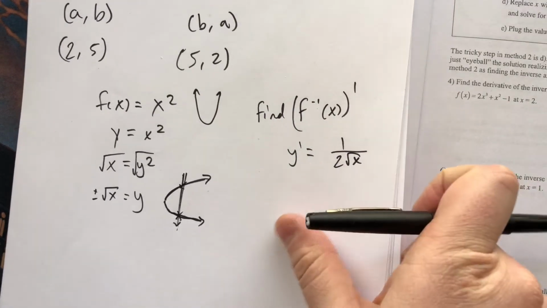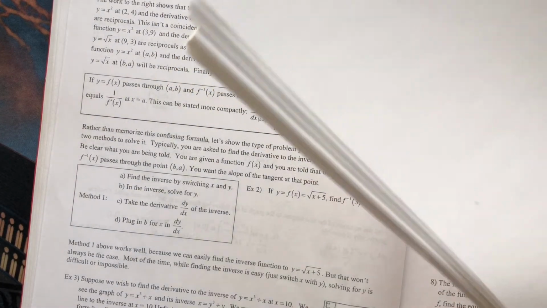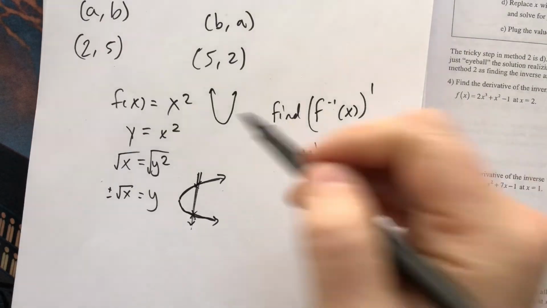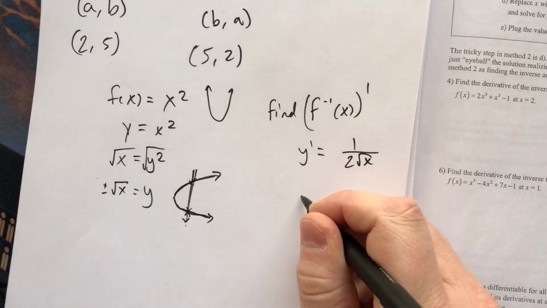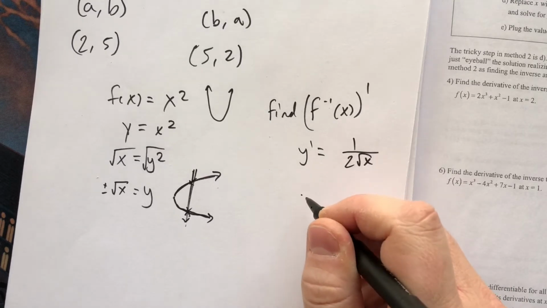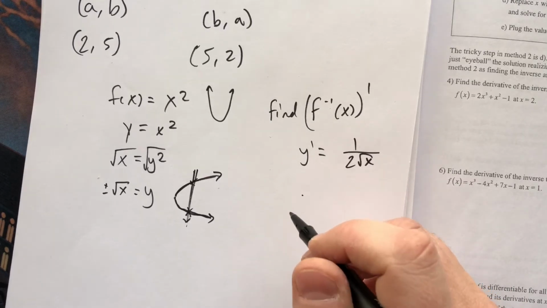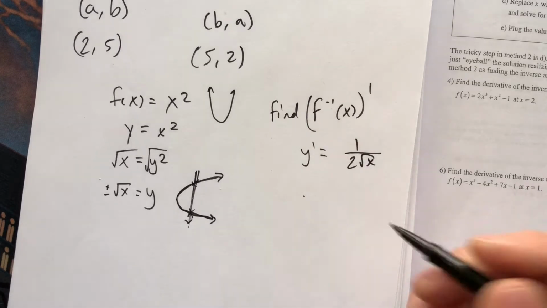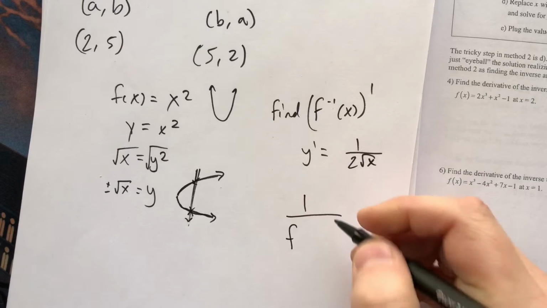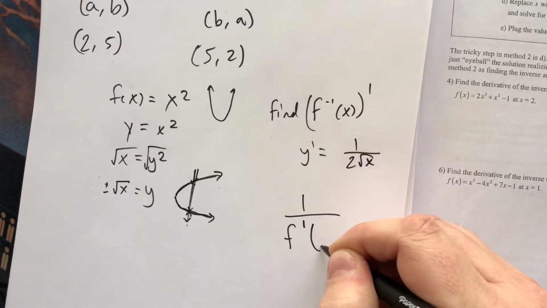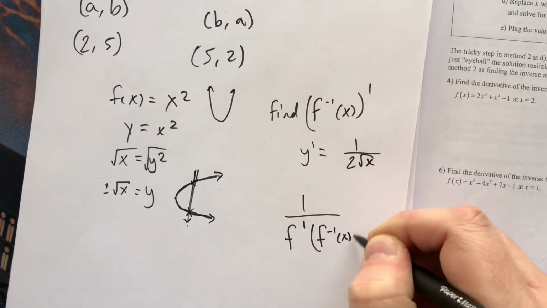But there is a special formula, and I'm not going to go through the derivation of this formula. I'm trying to make this video lesson pretty short. The shortcut is, if we want to find the derivative at a specific point, which is what we're normally going to do, we actually can do 1 over f prime of f inverse of x.